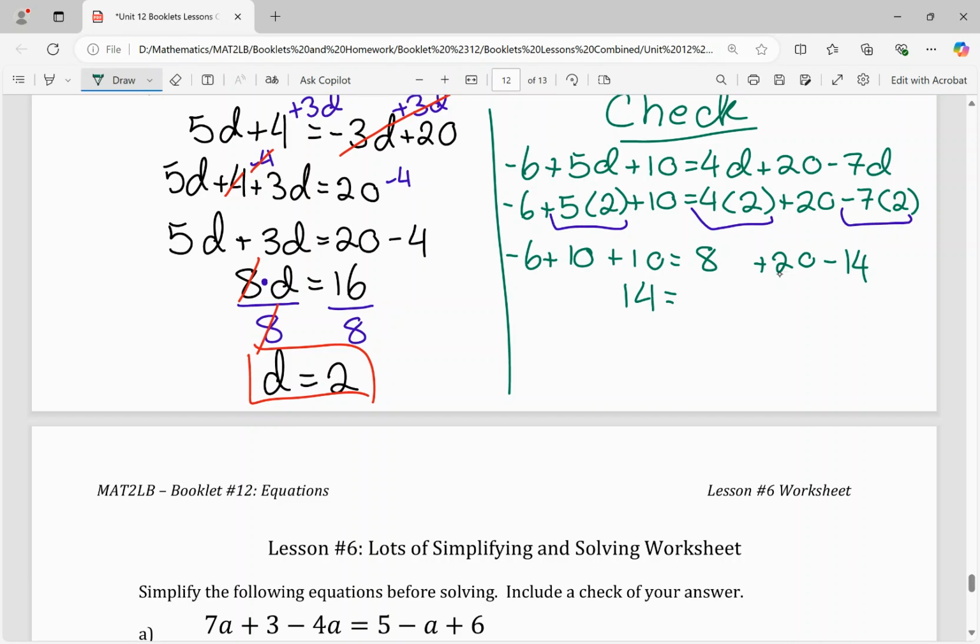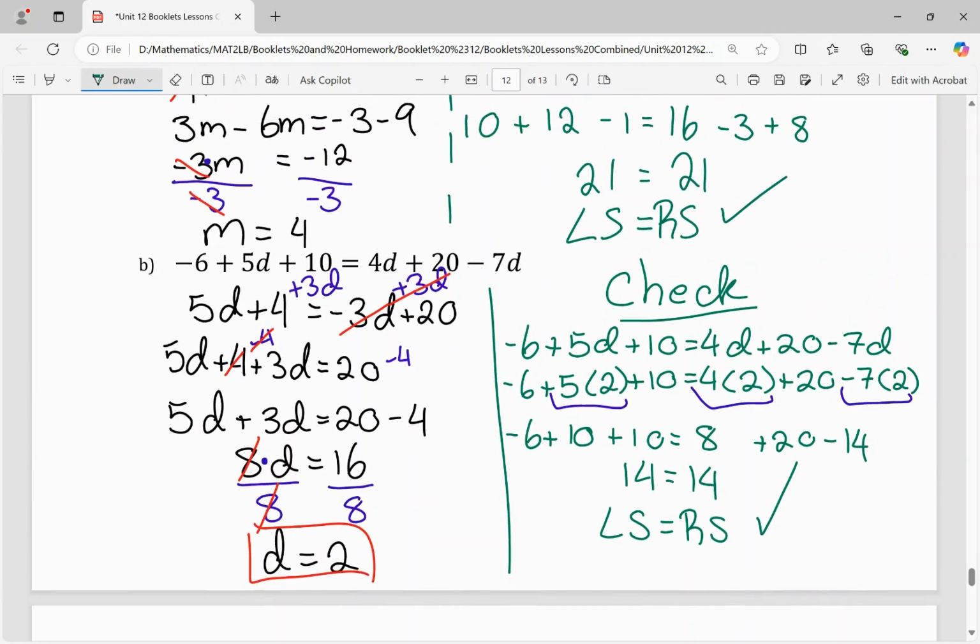Well, that's not 30 at all. Let's start over. We have 8 plus 20, which is 28. And then 28 minus 14. You might need a calculator for that, but 28 minus 14 is 14. So, fortunately, the left-hand side is equal to the right-hand side, and that means that we're done. Right, that means that we have solved the problem, and the solution is that d is equal to 2.